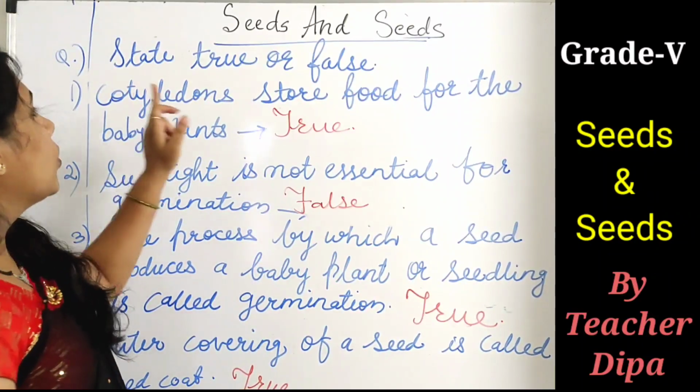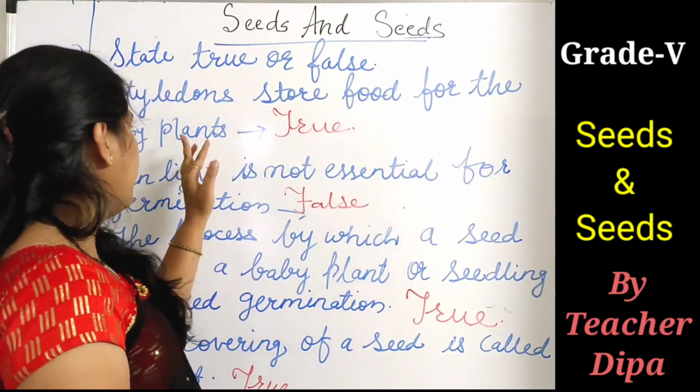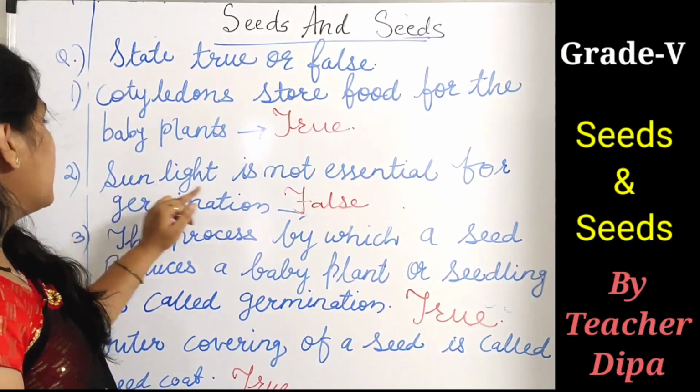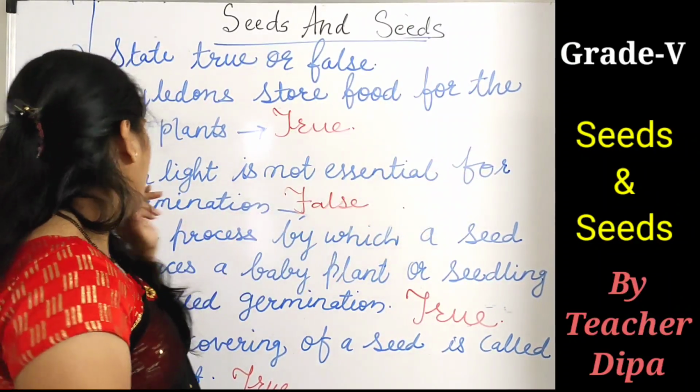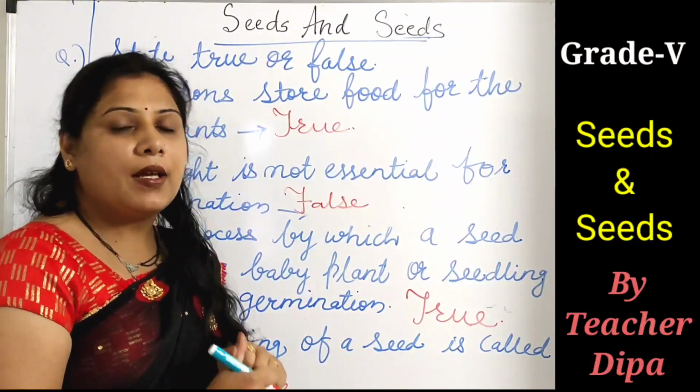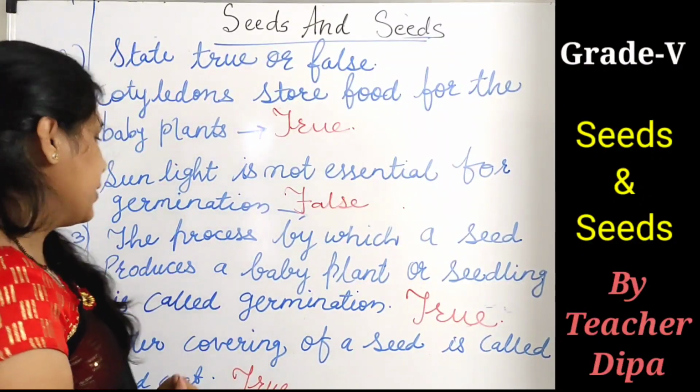We will repeat. Cotyledons store food for the baby plant. This statement is correct, so we will write true. Sunlight is not essential for germination. The statement is false, because sunlight is always essential for the germination process.